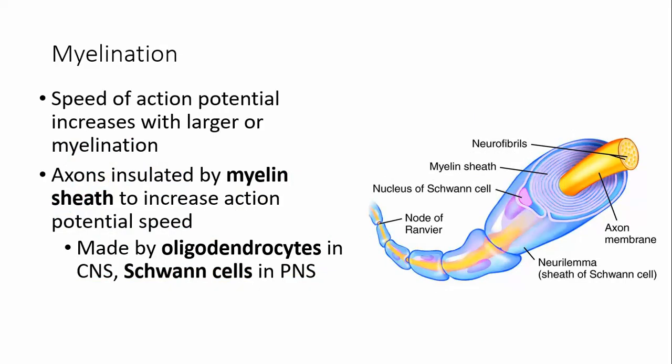What you may have noticed are these bulges surrounding part of the axon, and this is what's called the myelin sheath. A sheath is a protective covering.